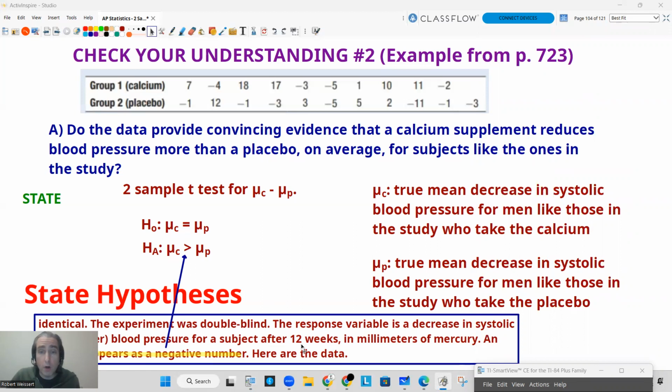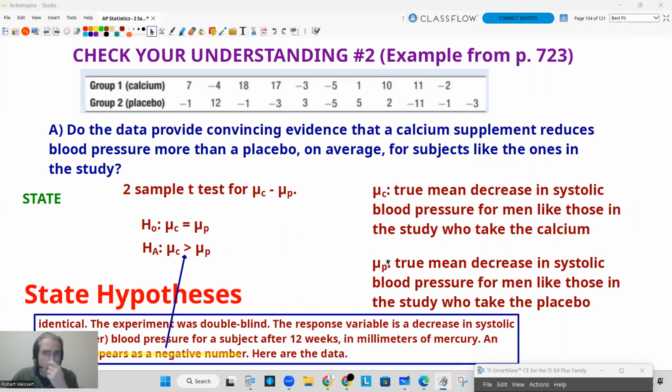Increase, but we're looking for a decrease. So a decrease being positive, increase is negative. I want to show that calcium increases over the placebo. So yeah, it's going to be greater than. That wording is rough, but that's how that works here.